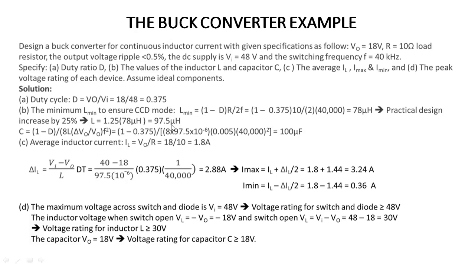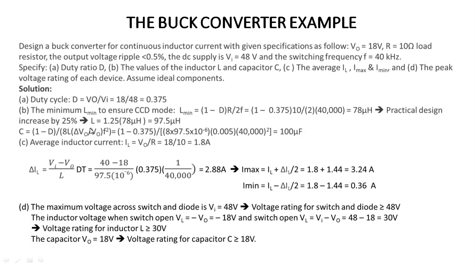After that, we are supposed to find the value for the capacitor. We have the formula. They have given delta V0, that is 0.5%. So 0.5 upon 100, you can take 0.005. Remaining values we have. D, we have calculated, 0.375. So we can write here 1 minus 0.375 divided by 8 as it is, L we have just derived.